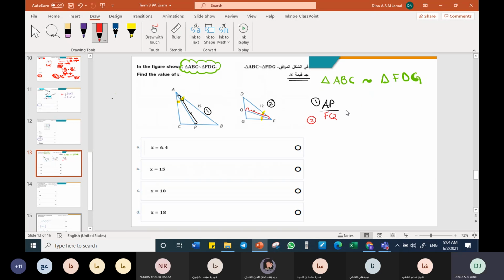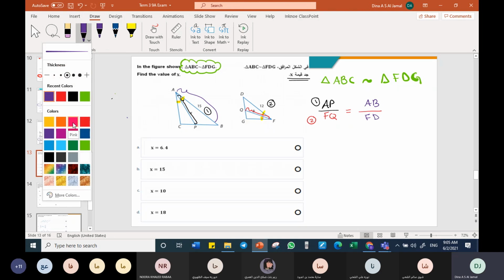Now, let's have a look. Equal to. I will be going to the side that is here, AB, since I started from here. Then DF. What about the angles? Pay attention. FD, FG, D.